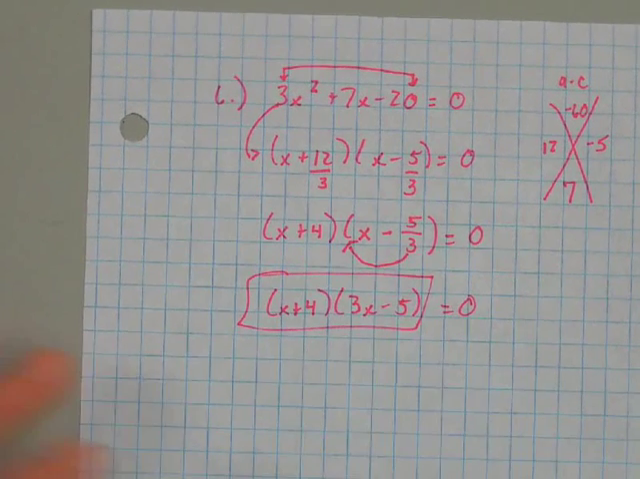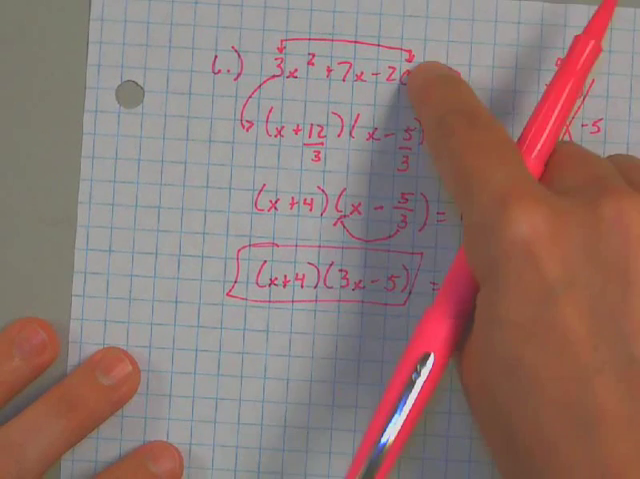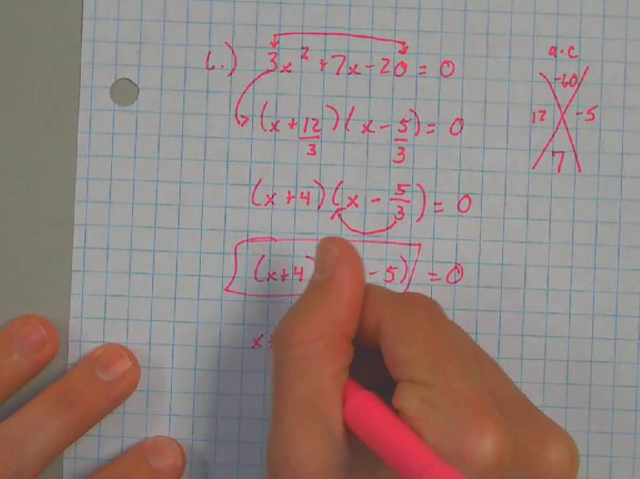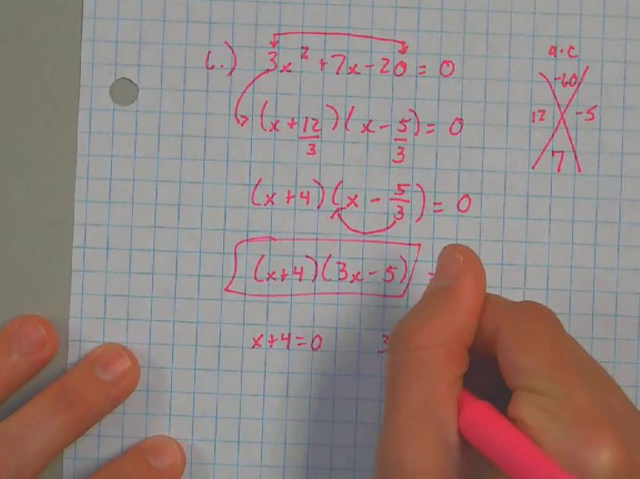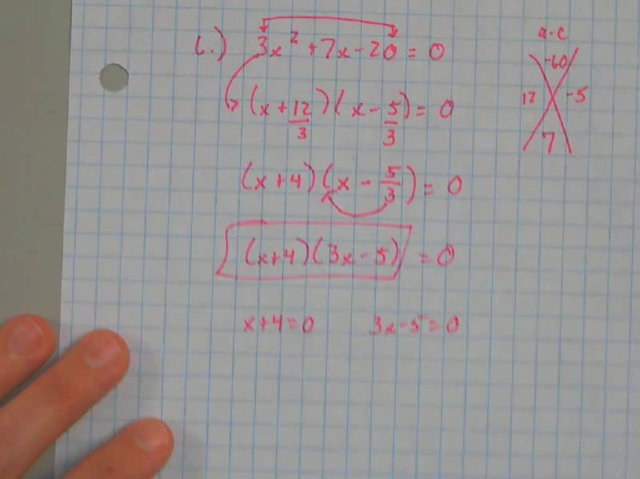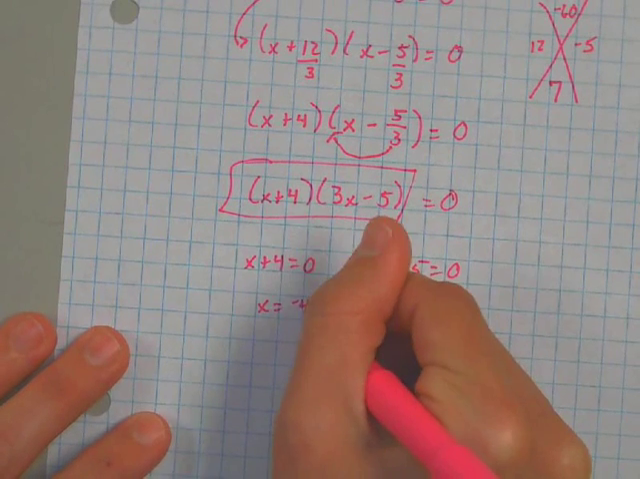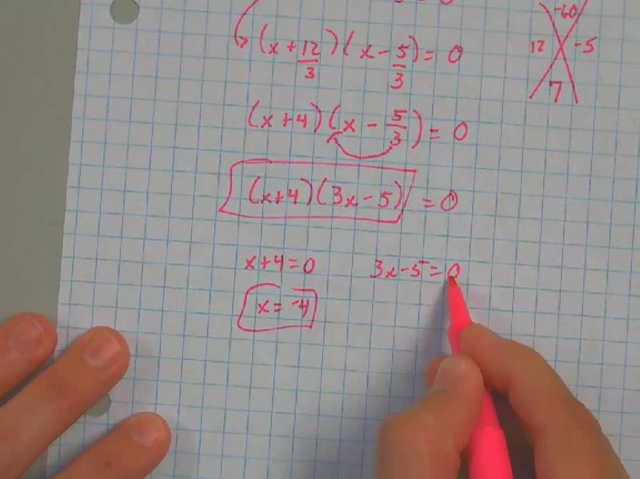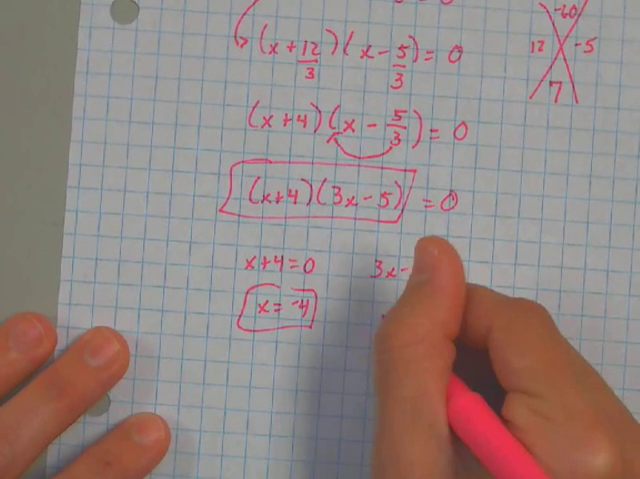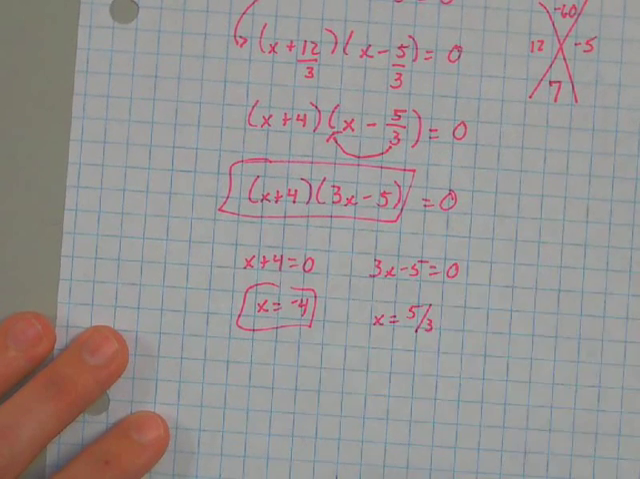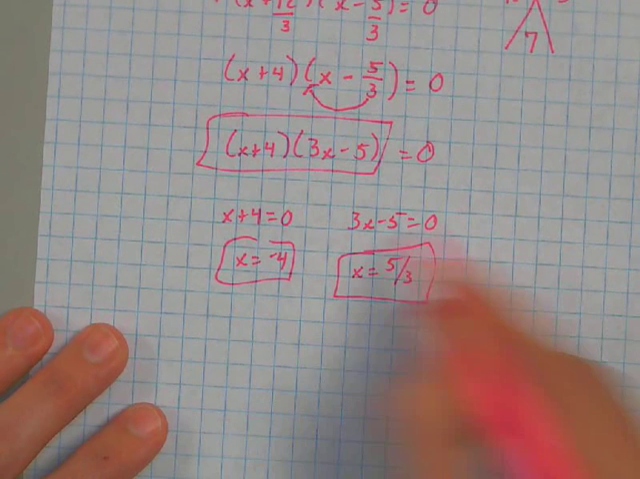So these are the factors that would multiply to give me this. Then my solutions are where we set it equal to 0. So this is going to be x equals negative 4. You would add 5, and then divide by 3. So x equals 5/3. And leave it as 5/3. We don't want to do a lot of extra stuff. Just leave it as 5/3.